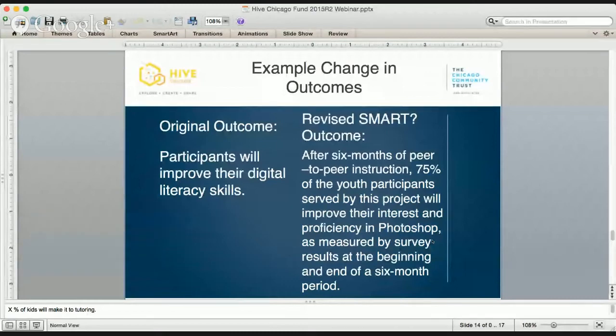Sometimes maybe you don't need 6 outcomes. Maybe you just need 2 or 3, and then this could be your measure and outcome. After 6 months of peer-to-peer instruction, 75% of youth participants served by this project will improve their interest and proficiency in Photoshop as measured by survey results at the beginning and end of a 6-month period. So the outcome section could be the top before the comma, and the section after that could be the measurement section.